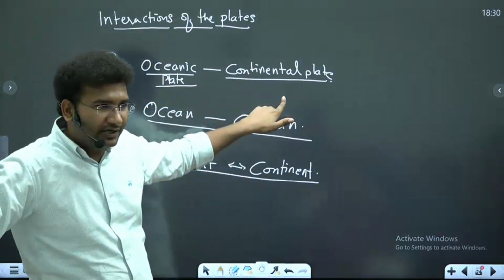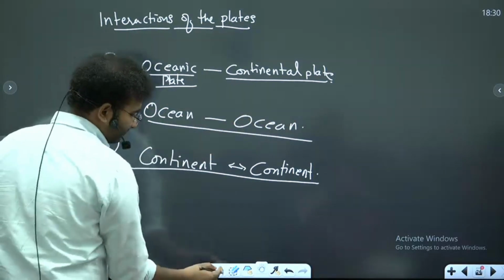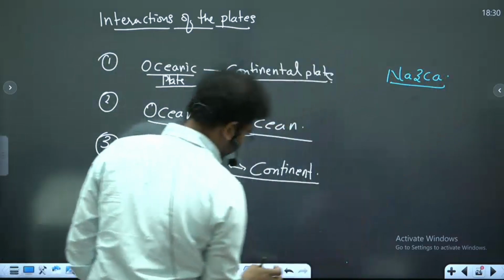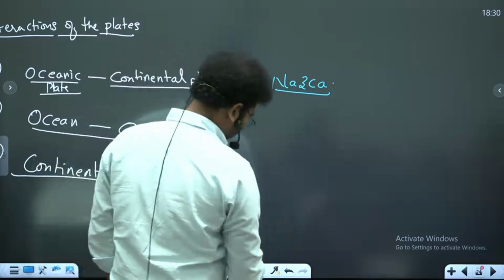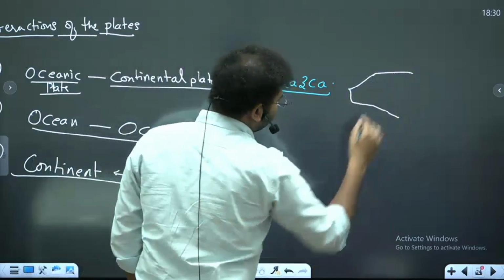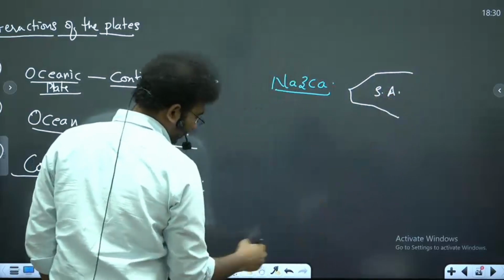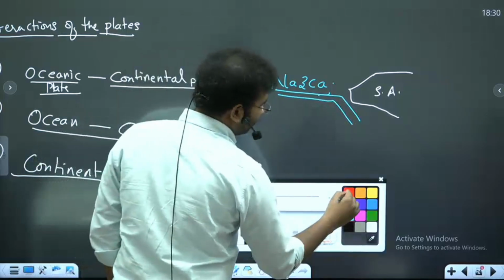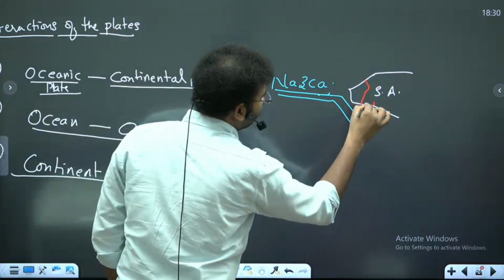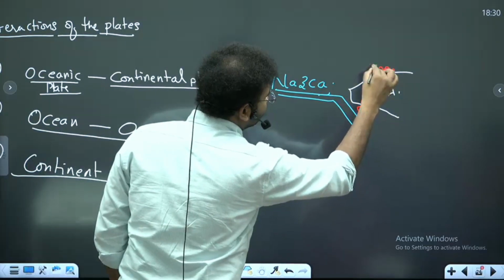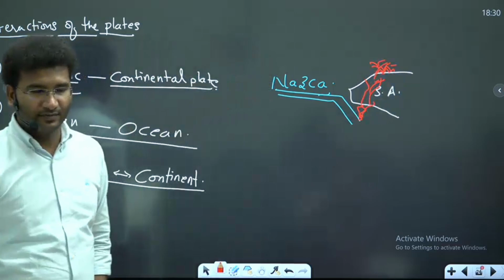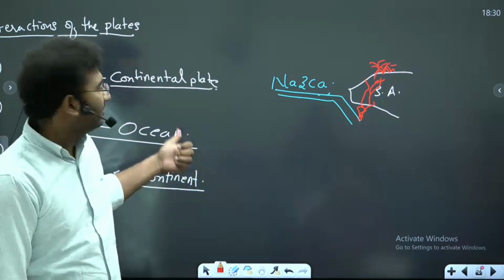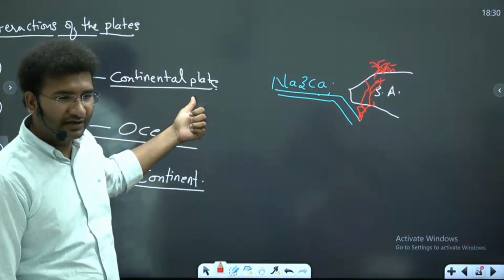In the oceanic and continental plate interactions, the best example is Nazca, which is oceanic, and the other one, South America, is continental. And I explained to you that this plate sinks. As this plate sinks, there is melting that takes place, which will lead to volcanoes with fold mountains. Right? Clear? Now this is ocean and continental plate interactions.